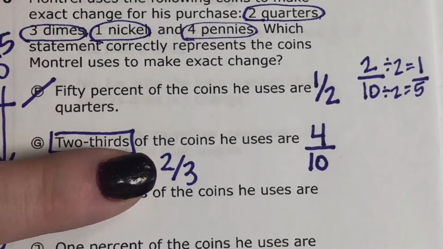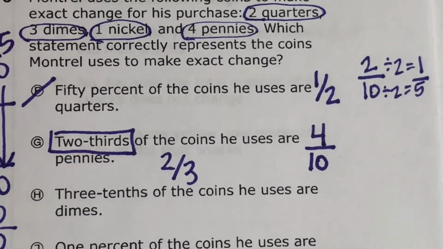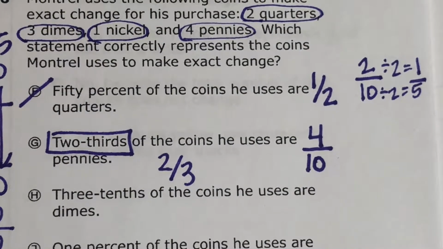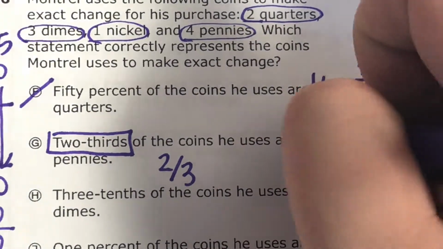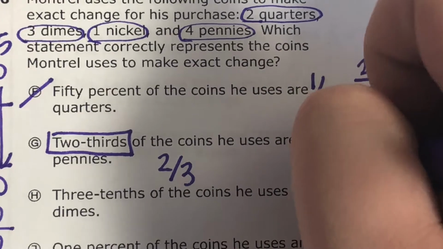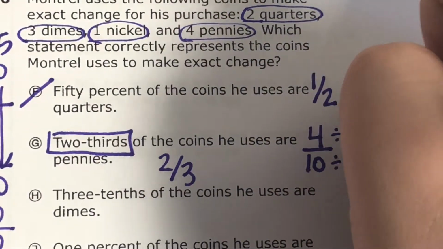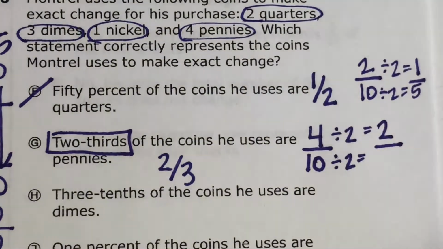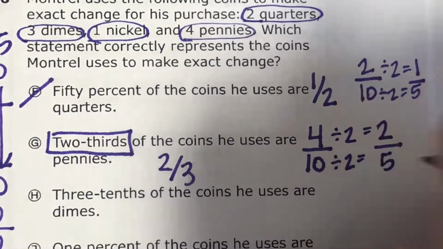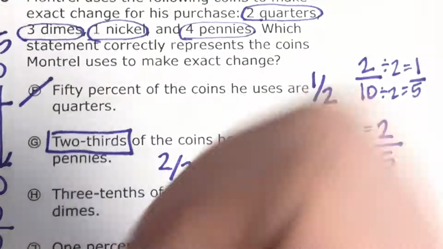Again, we're going to simplify this down and see if we get 2/3. Okay, you calculator kids, this would be a good time to get out y'all's 100 grid multiplication chart. You can look at that. So when I divide both of these by 2, 4 divided by 2 gives me 2, and 10 divided by 2 gives me 5. So no, 2/5 and 2/3 are not equal.